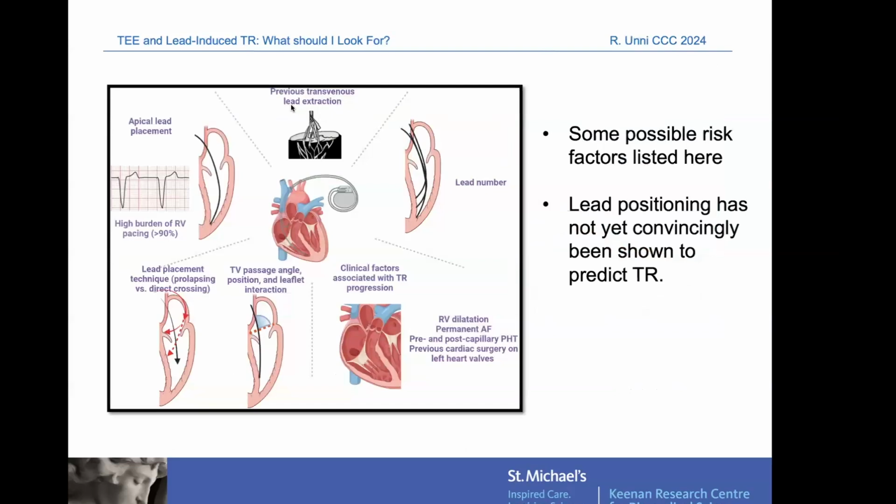There are other risk factors that have been proposed out there. So I'll just show you. Lead numbers: once in a while you see patients with 1 or 2 leads, and there's something wrong with the lead, either a fracture, and you're debating putting in another lead. That is maybe a risk factor. There are some clinical factors that are associated with TR progression, like previous lead extraction, and then I'll just talk about these bottom 2 here.